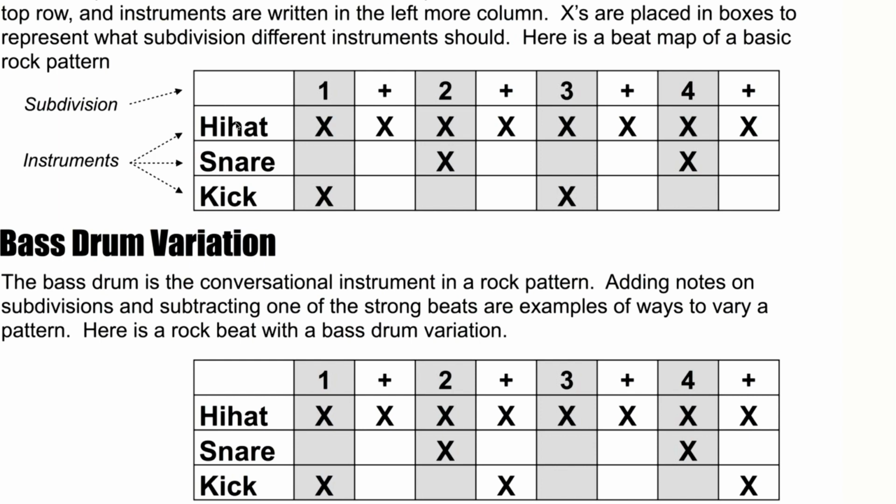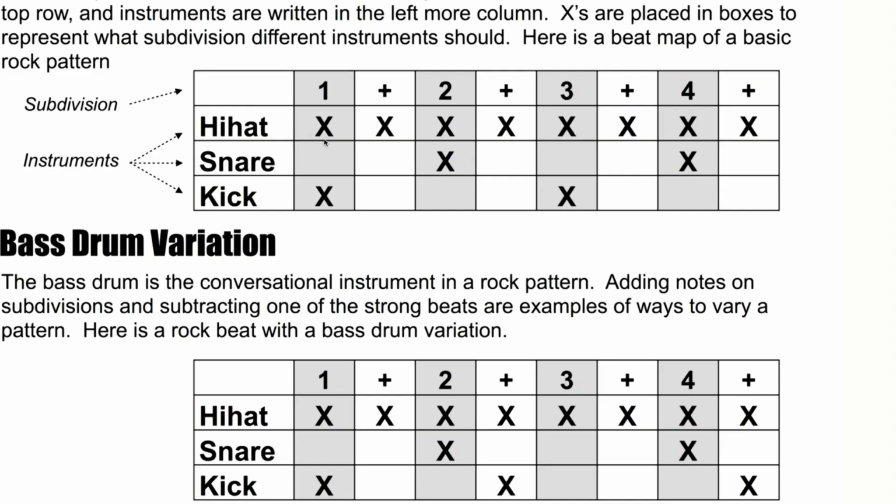The hi-hat plays the subdivision. Now, the subdivision could be eighth note, like 1 and 2 and 3 and 4, and it could be eighth note triplet, 1 trip-let, 2 trip-let, 3 trip-let, 4 trip-let. It could be 16th note, 1 e and a 2 e and a 3 e and a 4 e and a. And the hi-hat just plays that the entire time.